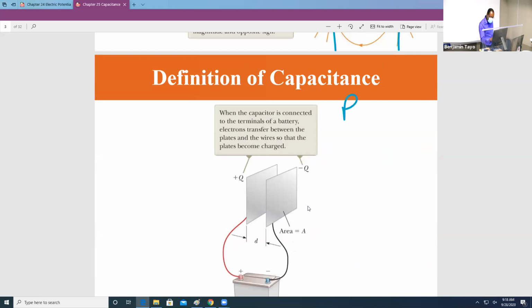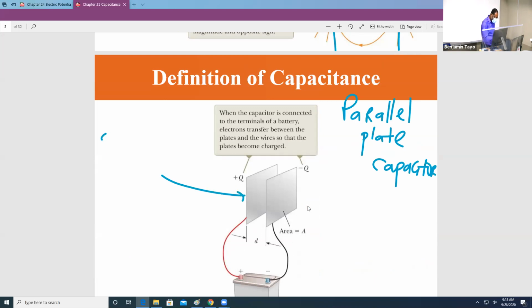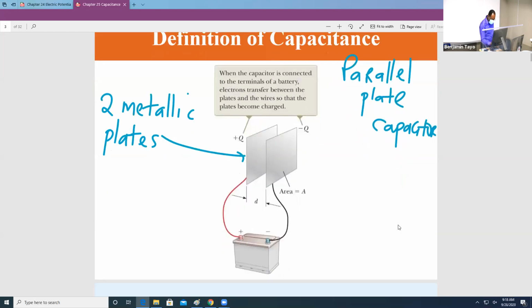This is an example of the parallel plate. So this is just what you see here. Those are two metallic plates. And then you just apply, so this is my battery.